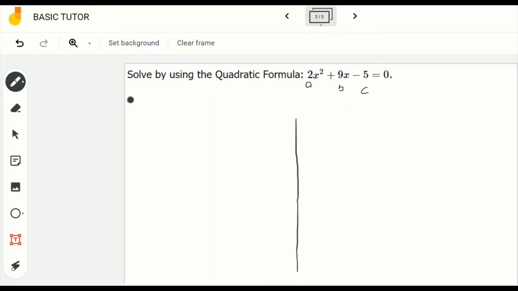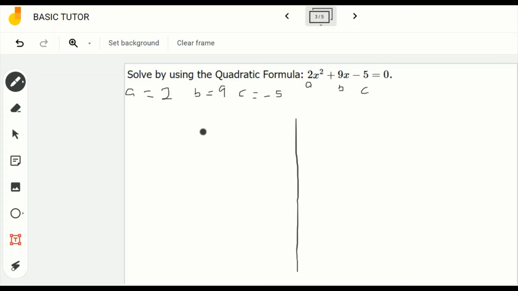So I can say that my a is 2, my b is 9, and my c is negative 5, all gotten from the question.